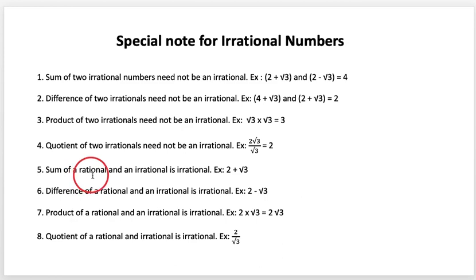Now number 5: the sum of a rational number and an irrational is irrational. So if we do 2 plus root 3, this is nothing but an irrational number. And in case of difference also, we will get an irrational. The product of a rational and an irrational is irrational. See, 2 into root 3, if I do, I get 2 root 3. This is an irrational number. The quotient of a rational and an irrational is also irrational. So if I do 2 by root 3, we'll get an irrational answer.